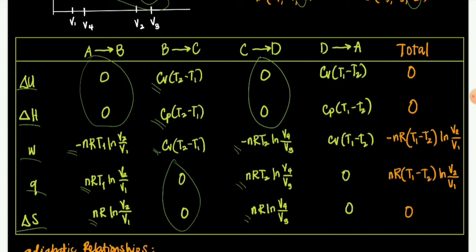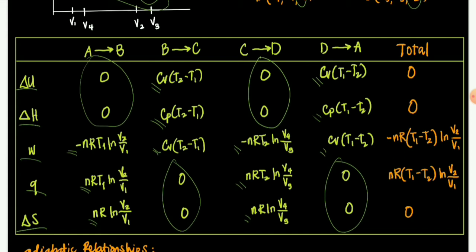Okay? So the final step is an adiabatic process. So wala tayong Q and delta S. The delta U is CV times T1 minus T2. Delta H is CP times T1 minus T2. And your W is just delta U, which is CV times T1 minus T2.